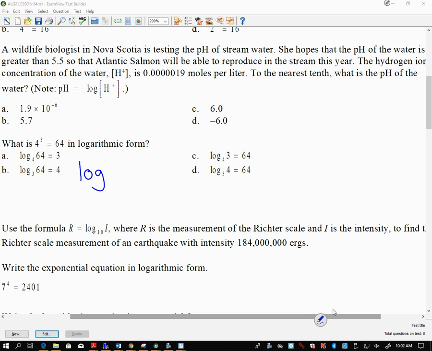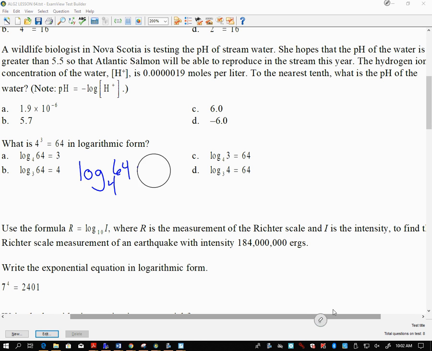Bring down the 4. The 3 goes to the opposite side. And that's amazing. I don't even see the hand moving, Axel, his mouth, but that's awesome. All right, so where's the 64 go? Right here. So log base 4 of 64 equals 3. Same as 4 cubed equals 64.